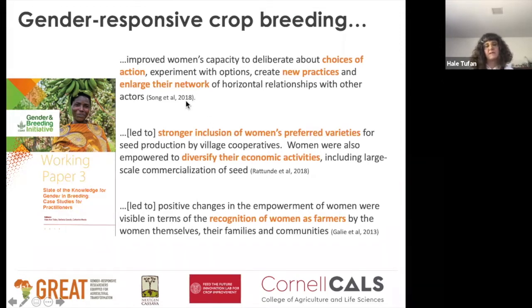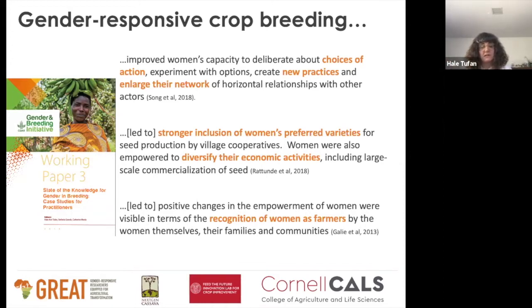The first is maize in China. And in this particular case, inclusion of women in participatory breeding really expanded their horizon and enlarged their network. So it wasn't just the fact that they were included, but that had a positive outcome in their social networks, which is a good thing. The second case is from Fred Rotunde and Eva Weltzin, again in sorghum in Mali, that is, as they engage women in seed production activities at village cooperative levels, they saw that women's preferred varieties were being included more often when women were included in those processes.